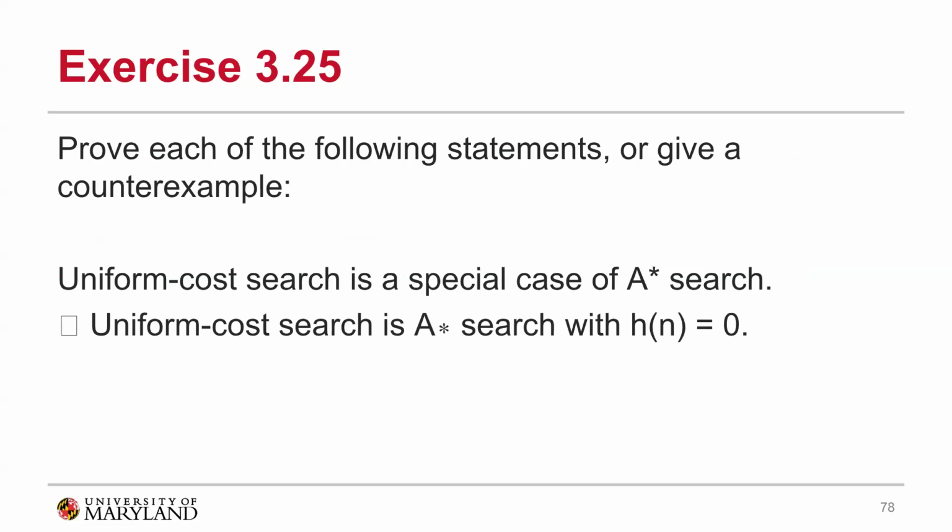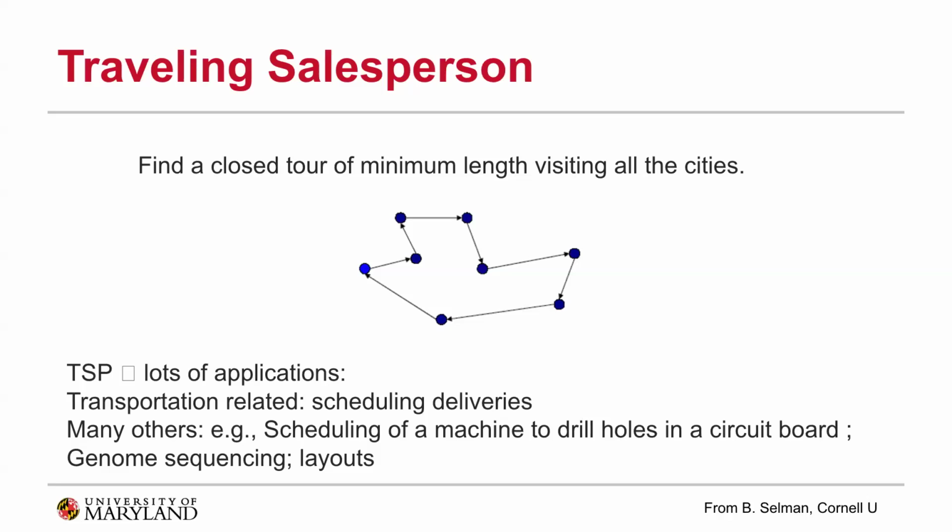And uniform cost search is a special case of A-star search. Essentially, if you try to do A-star search with h(n) equal to 0, it would be the same as uniform cost search. Okay, so I'll try to revisit the traveling salesperson problem.